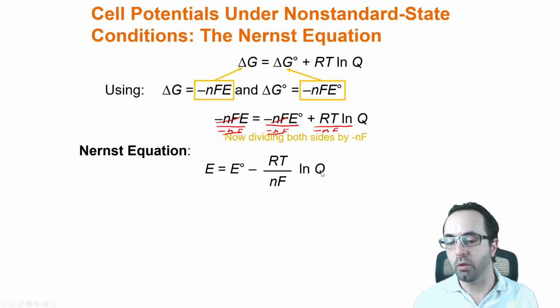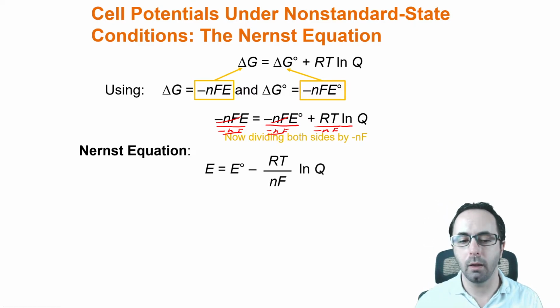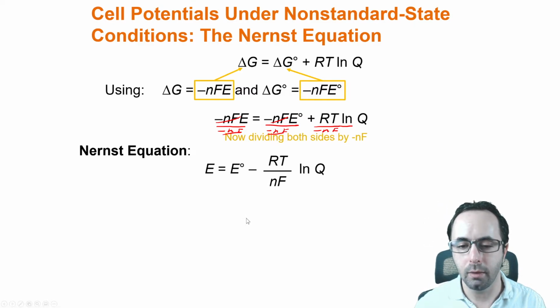Imagine if you had almost all reactants, this would be very negative, which would cause this entire term to be very positive, which would make this E positive. And of course, the cell would want to go forward. It would be spontaneous. The reaction would be spontaneous.